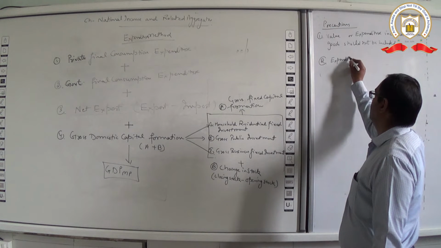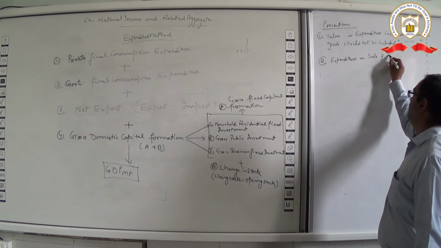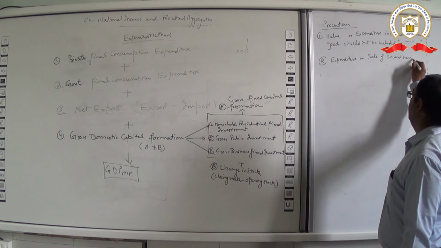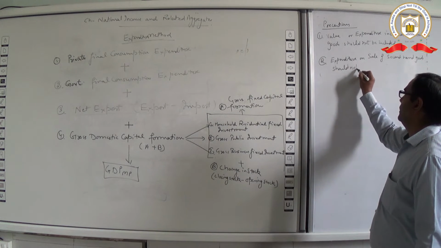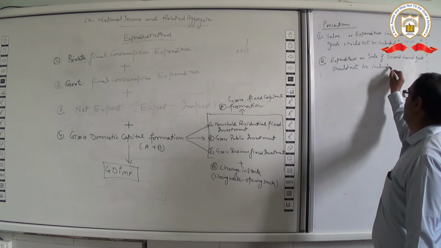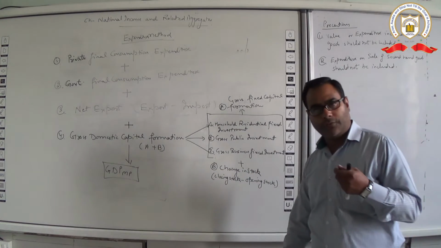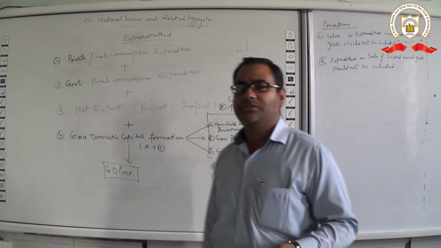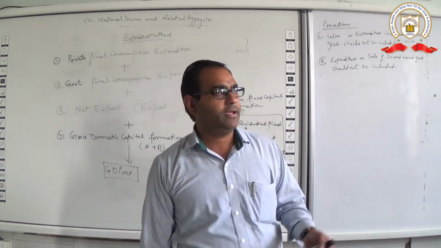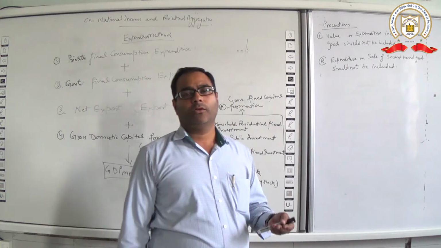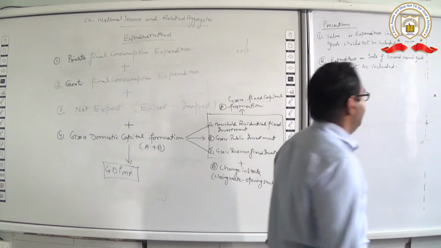Expenditure on sale of second hand goods should not be included, because the value of such goods is not part of current production. Suppose I purchase a second hand mobile phone or second hand car from my friend. In that case, it will not be included, because these are not part of current production, or the value of such goods is already included at the time of their production.